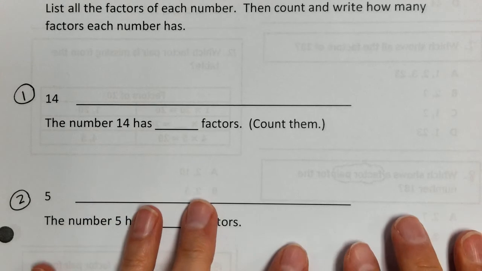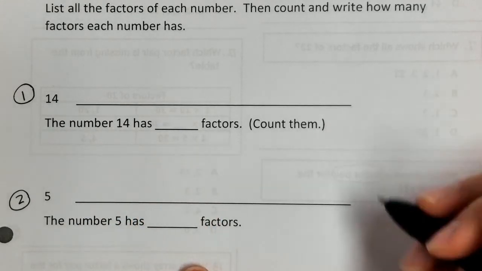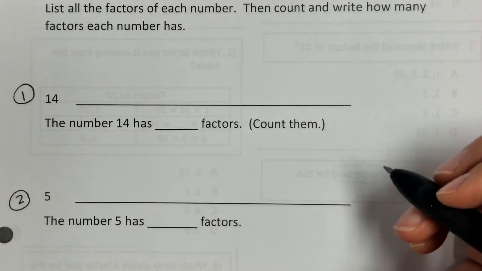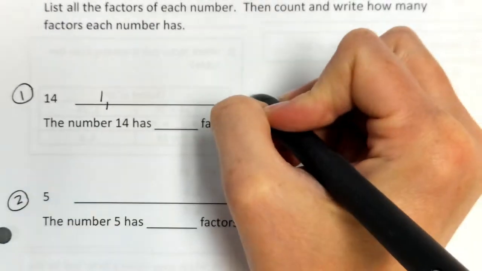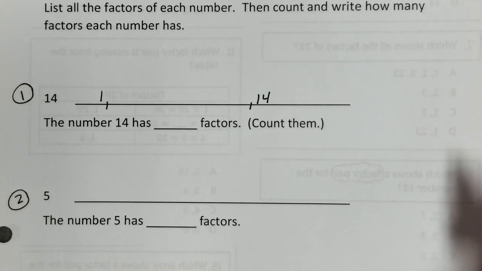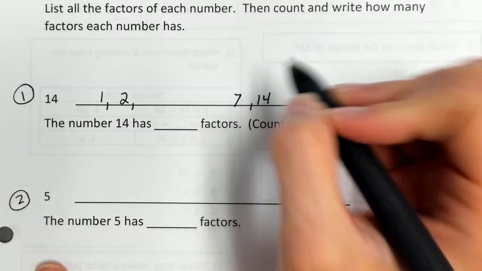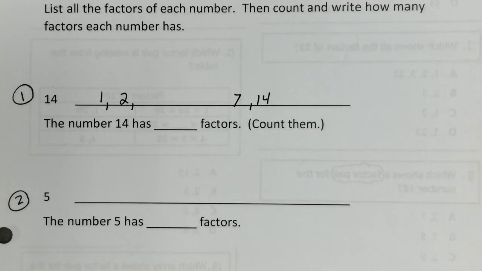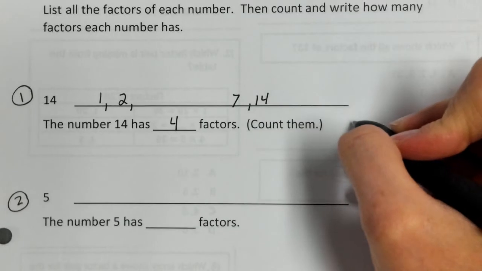So let's look at the number 14. Where will I start when I'm factoring? 1 and 14. What goes next? 2 and 7. Are there any others? No. How many factors does 14 have? 4. It has 4 factors. Is it prime or composite? Composite.